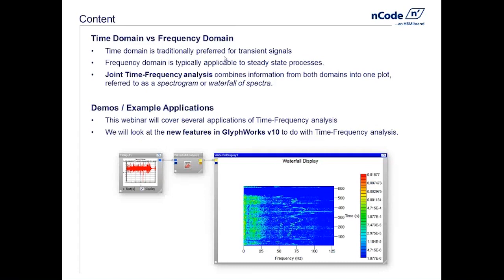Time domain is typical of transient signals. We want to make sure that the signal is correct, and we want to extract some amplitude-based information from the signal. Frequency-based methods are traditionally used for stationary type signals. So joint time frequency analysis will give us information from both domains in one display, which is quite interesting. We'll see how and why in a few minutes.